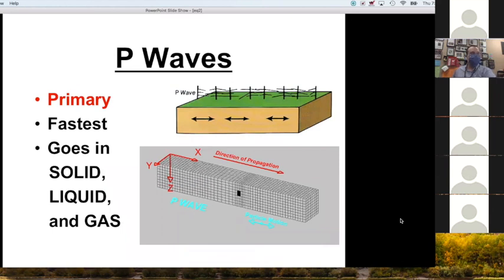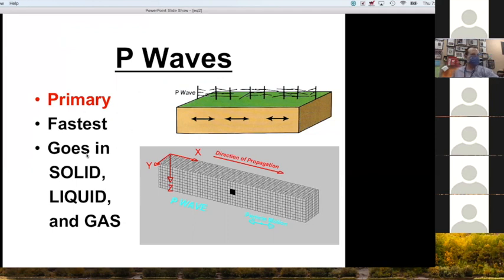The first wave that we have is called the P wave. And the P stands for primary. Primary means first, the first wave. So after an earthquake, the first wave that hits the seismograph is this one. And the reason it's first is it's the fastest wave. Why is it the fastest? It goes in one direction. It moves in a straight line, so it always gets there first.